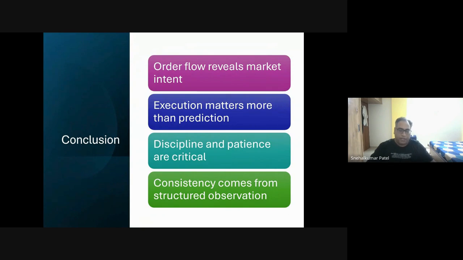So if you start trading using order flow, you should start observing first rather than taking trades based on order flow. You observe it for a week, for a month, then take a paper trade, observe whether your trades are going in the right direction, whether you are understanding the concepts, and then you start executing the real trades.